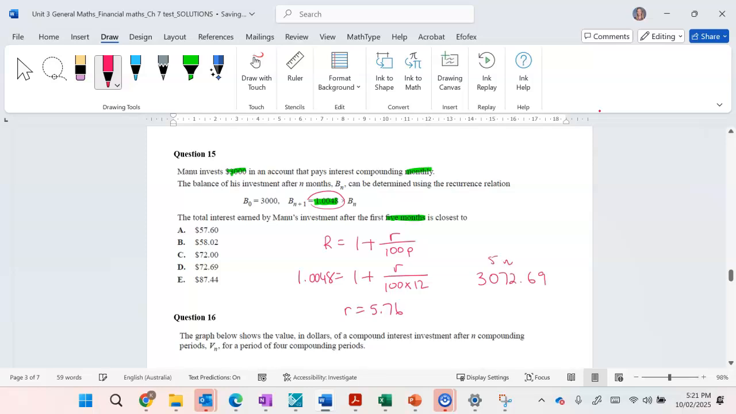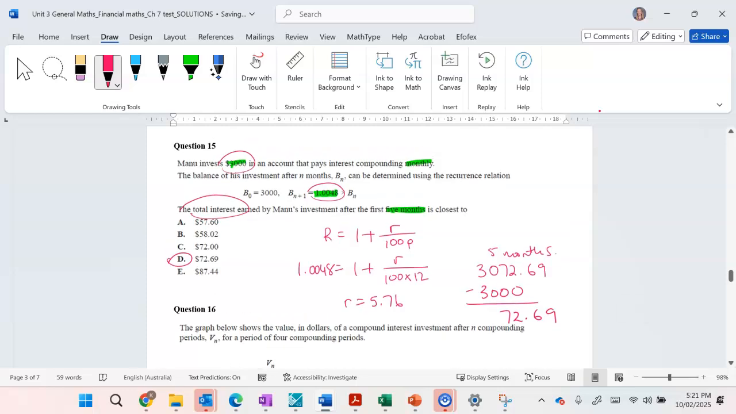So that's after 5 months. Now we want to work out the total interest. So if you've put $3,000 in, we just take away that 3,000, and whatever is left over is how much interest we've got. So it's a bit easy to do. So 72.69.